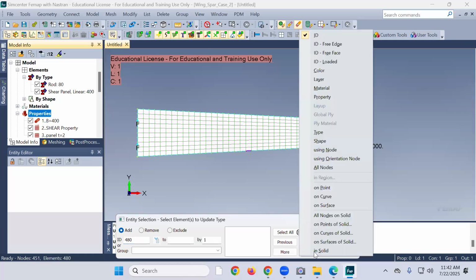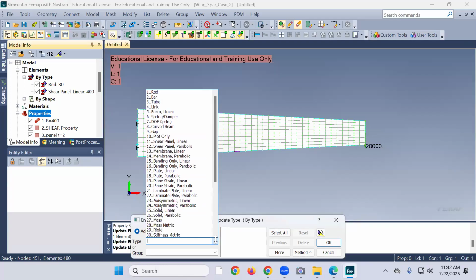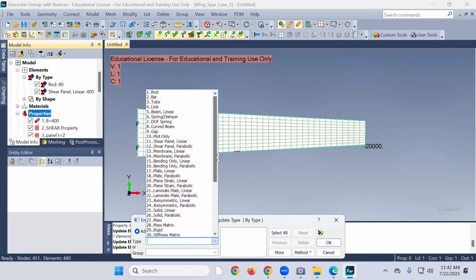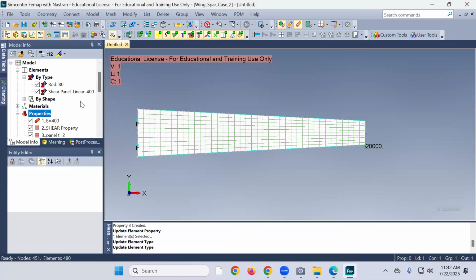Method. Type. Let's see. So type. We'll change the shear panel. Wow, this is pretty. I've never seen that. Shear panel linear. Okay. Yeah, but that's way too complicated. So you need a way to do this stuff. Why is not doing with properties?